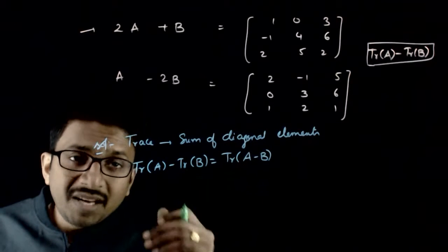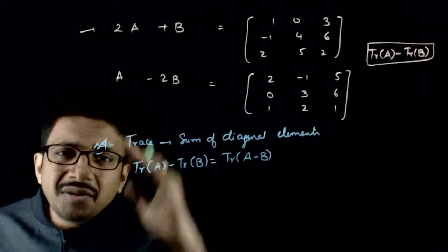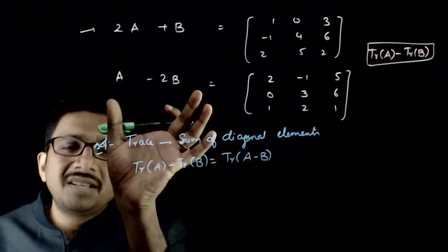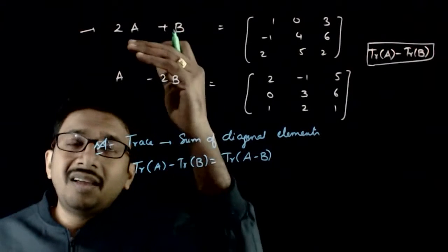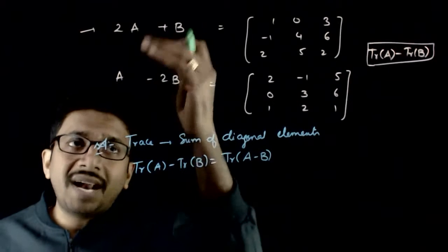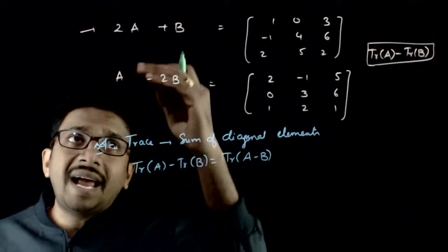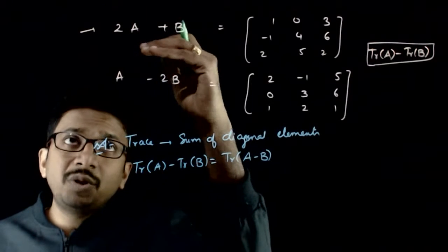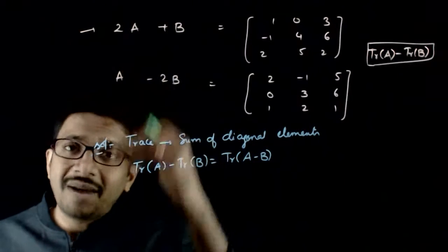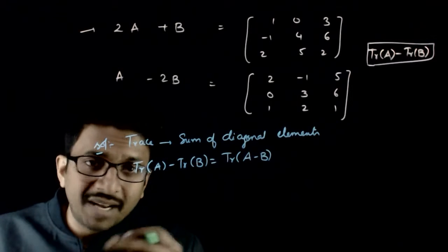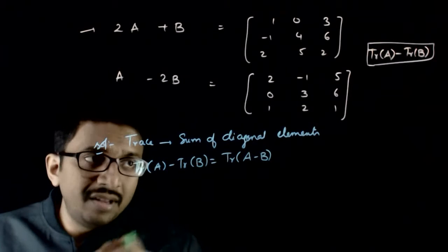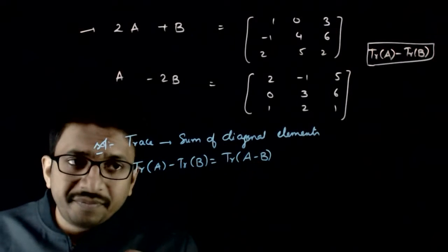So if you want to directly solve this, you can do it very easily. I multiply this with 2, and if I multiply the second equation with 2 and subtract it, I'll get the matrix B, and if I multiply this with 2 and add them, I get the matrix A. So that can be done. There's no doubt about it. So let me do it in a different way.